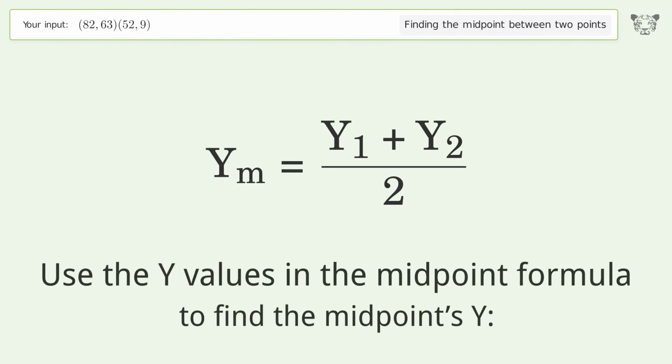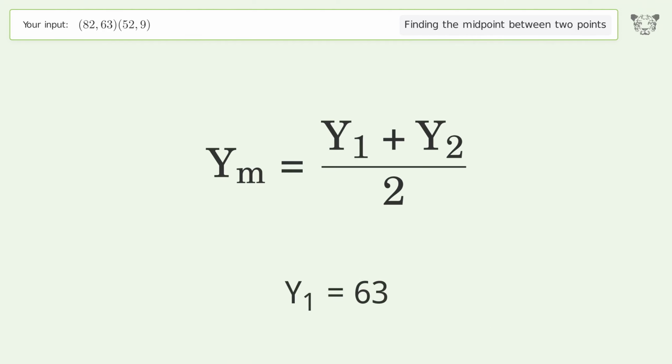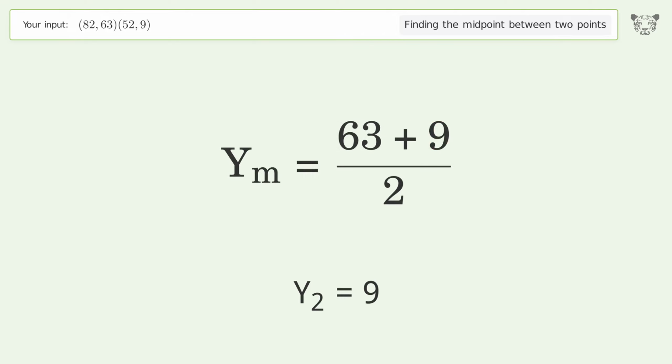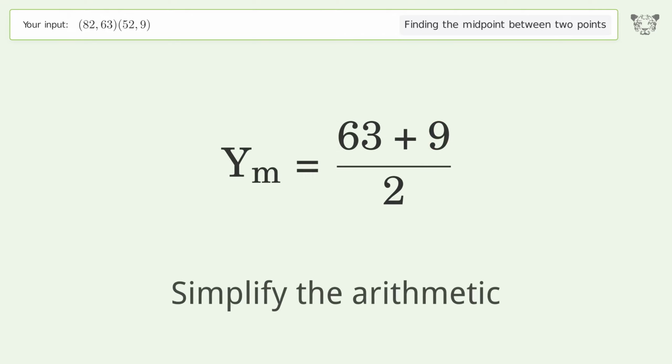Use the y values in the midpoint formula to find the midpoint's y. y1 equals 63. y2 equals 9. Simplify the arithmetic.